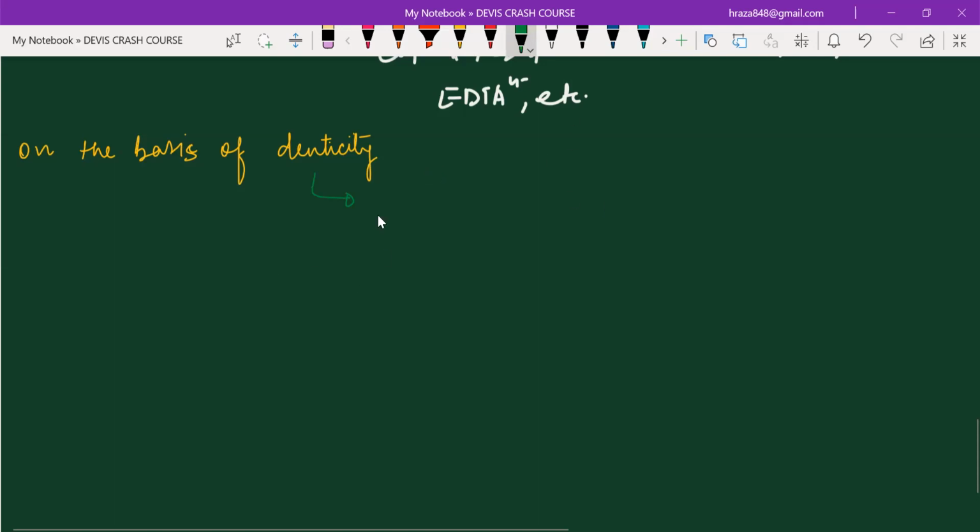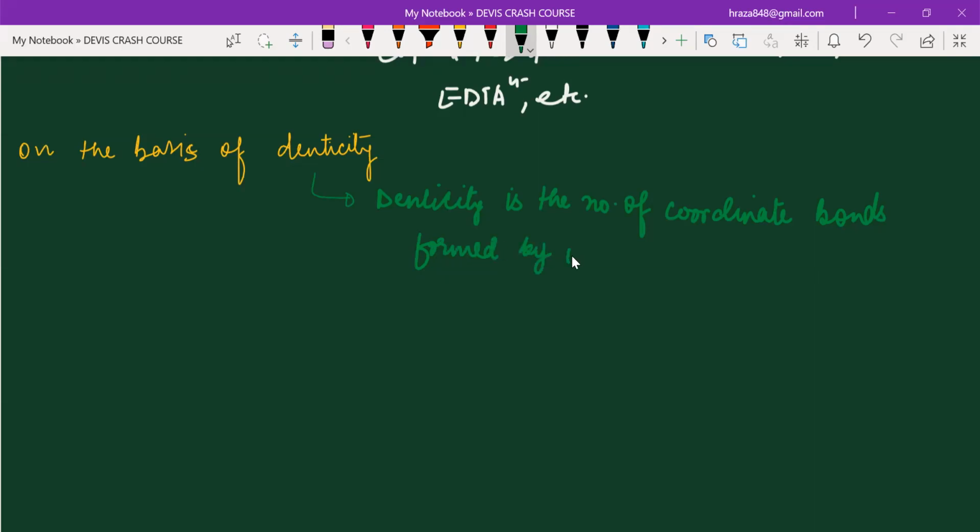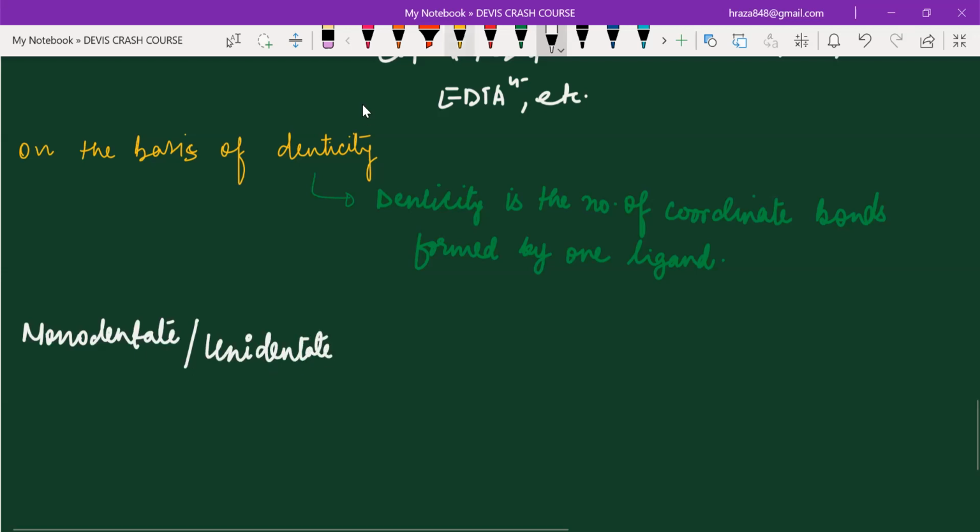Denticity is the number of coordinate bonds formed by one ligand. Formed by one ligand. So we can divide it into monodentate, or we can write unidentate. That means it will form only one bond.